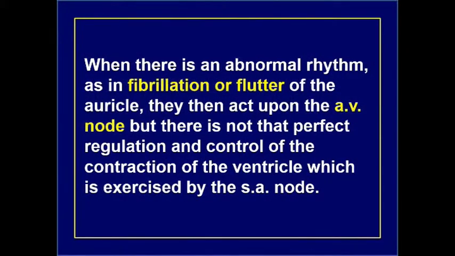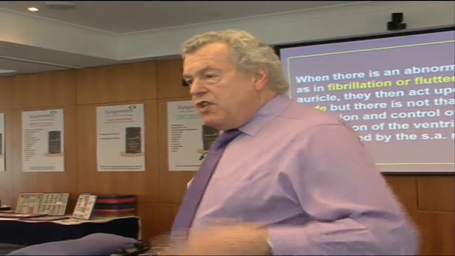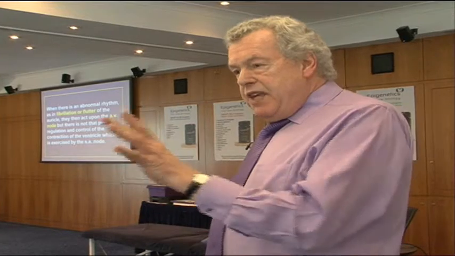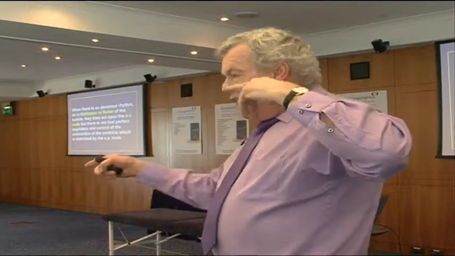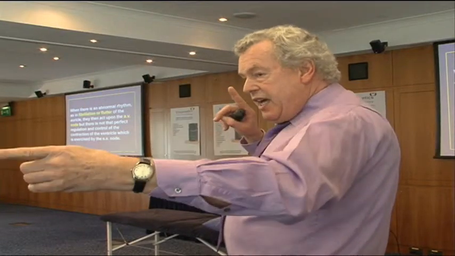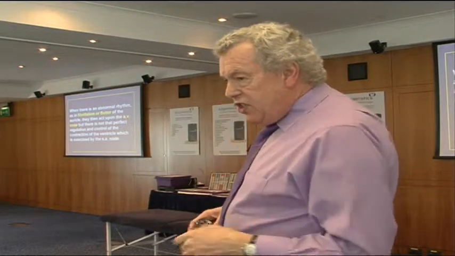When there is an abnormal rhythm, as in fibrillation or flutter, this would be atrial fibrillation or flutter of the auricle, then they act upon the AV node. So impulses, when you've got an abnormal fluttering of the heart, this is more an AV problem. Usually the SA is knocked out. So when the AV comes in, it causes an abnormal type of rhythm. Okay? So when the AV is working and the SA is defunct or decreased in its function, you get the fluttering or the fibrillation.